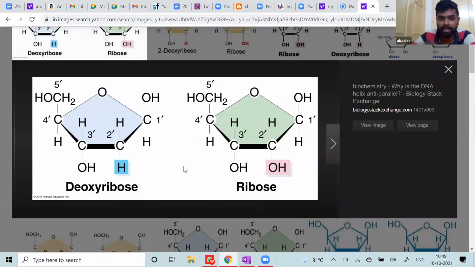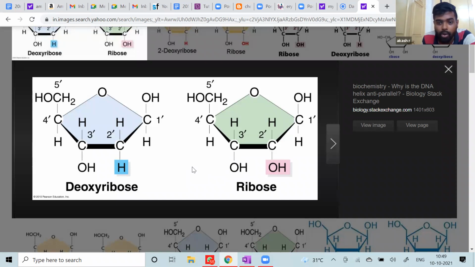Now you see what is the difference here. Maybe I can copy this image, or I can show you here itself. This is a 5-membered ring. Ribose is a 5-membered ring, and this is also a 5-membered ring. At the 2' position, you have a 2' here, and a 2' here. Now you see the 2' carbon. Ribose is having an OH. But here, in the case of deoxyribose, you have an H.